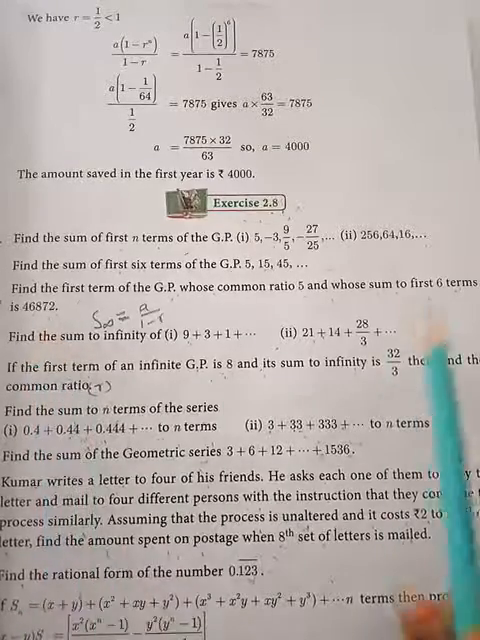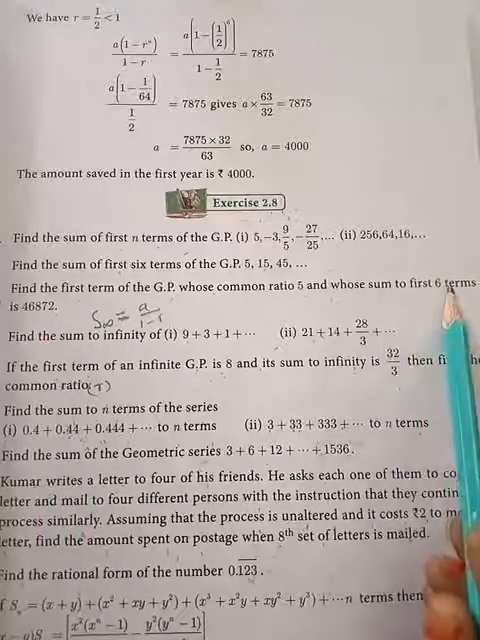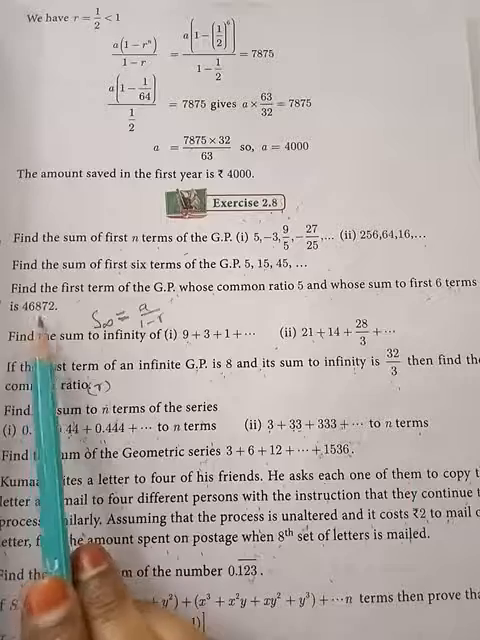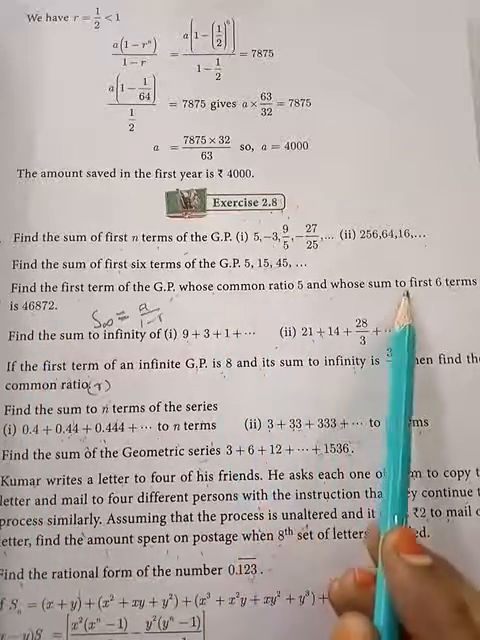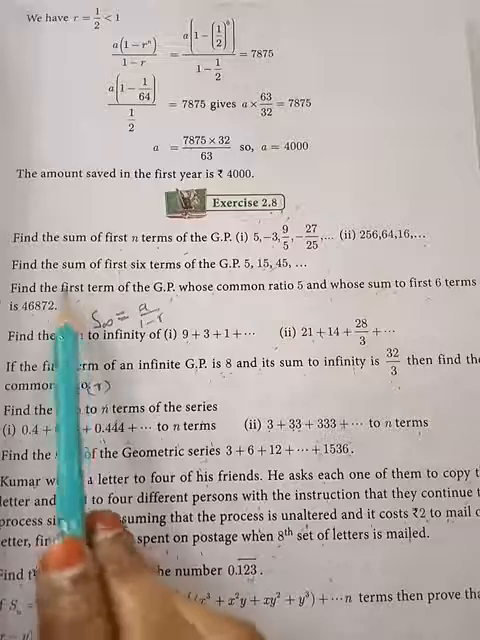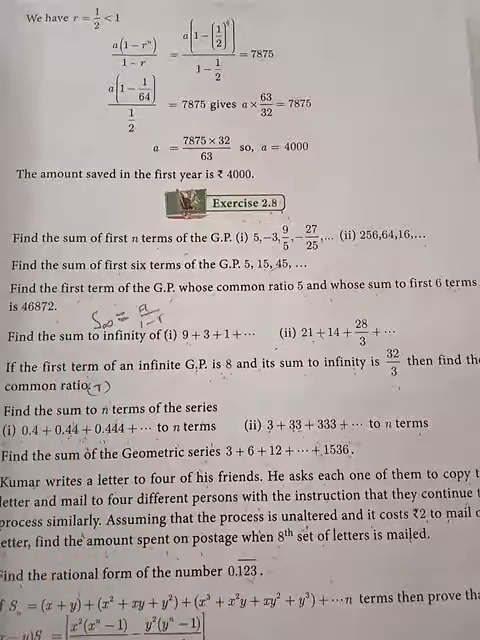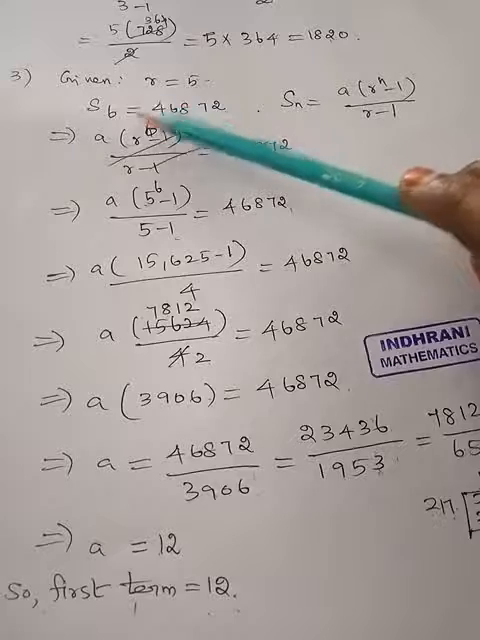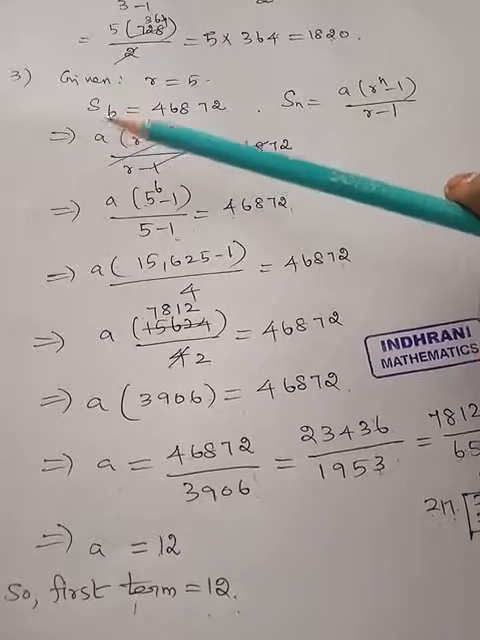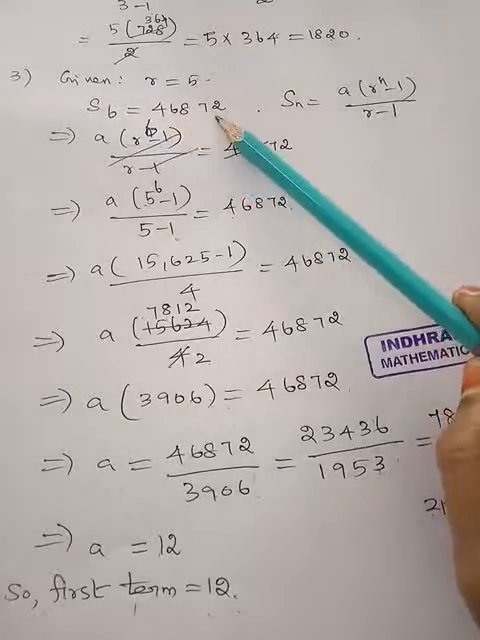46,872. Sum to 6 terms means S6. S6 value is nothing but 46,872. So, by using this R value and S6 value, we want to find out first term A. Now, what is given here? R value 5, S6, sum of 6 terms, is 46,872.